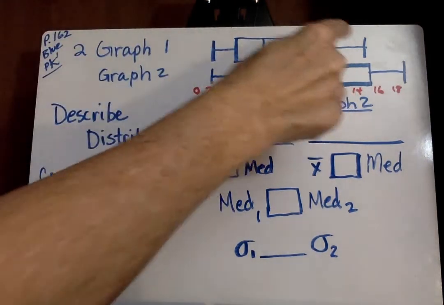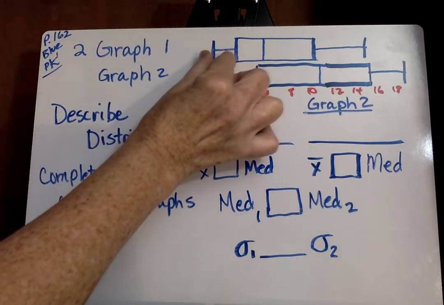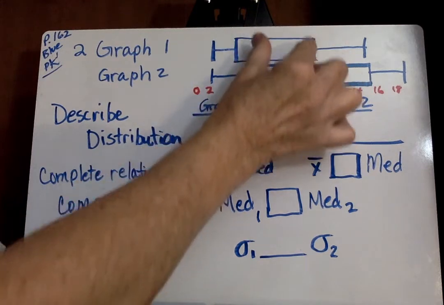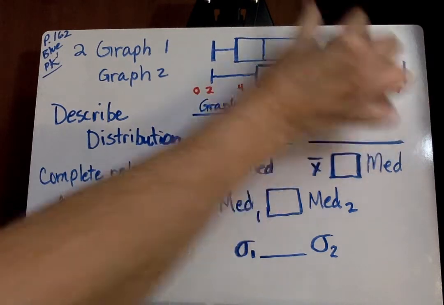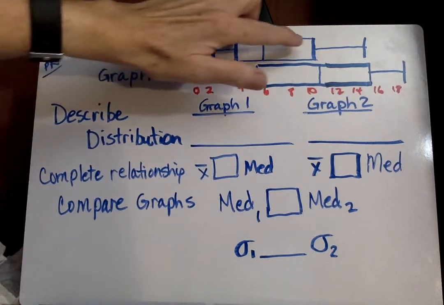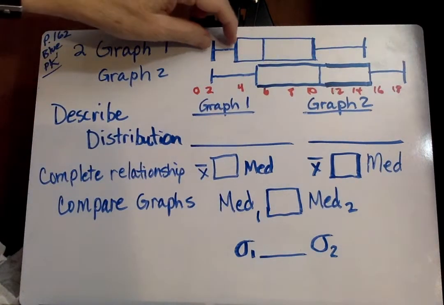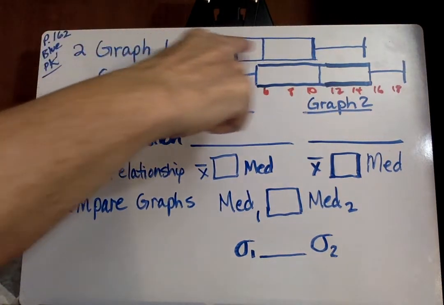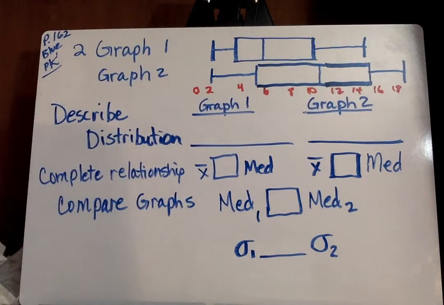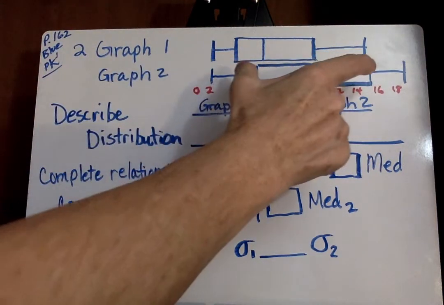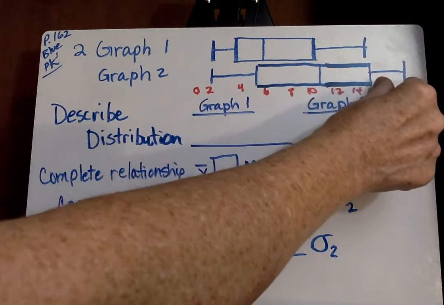Now this is all of your data. 25% is here. 25% of your data is within this range, 25% is within here, and 25% is here. So know that 50% of your data is the box. 25% here is over here, and 25% is over there. So there's 100% of your data for graph 1. Now, this is 100% of your data for graph 2, where you have 25%, 50%, 25%.